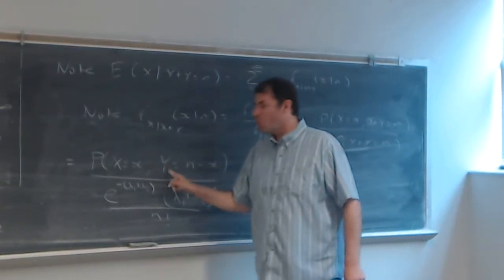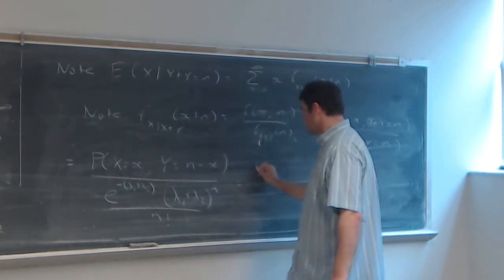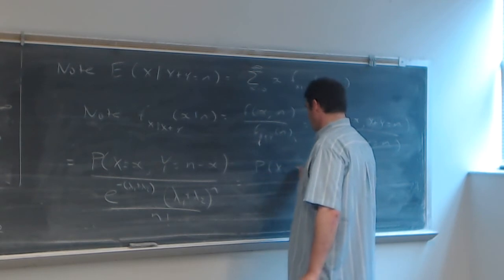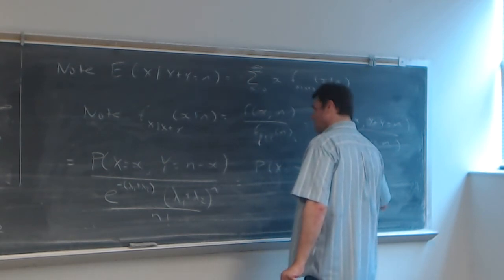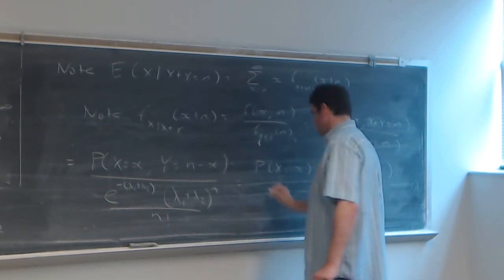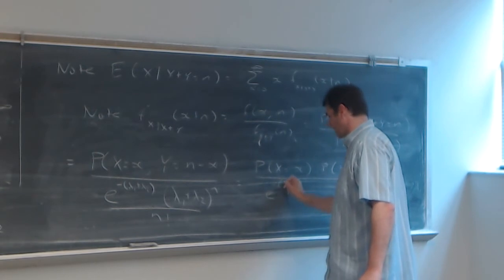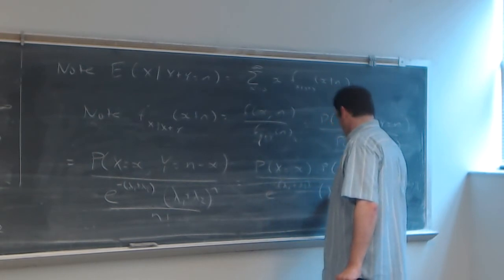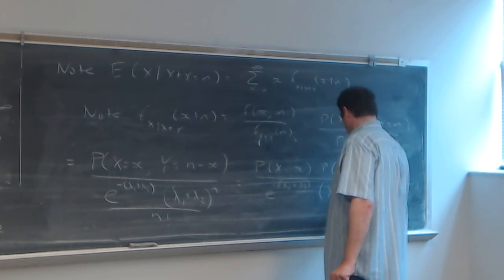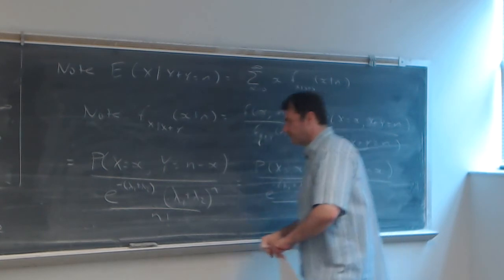Here, we know x and y by our hypothesis are independent. And so, since that's the case, this is the probability that x is equal to x times the probability that y is equal to n minus x, over, here, this bottom part I'll just leave the same: lambda 1 plus lambda 2 to the n all over n factorial.